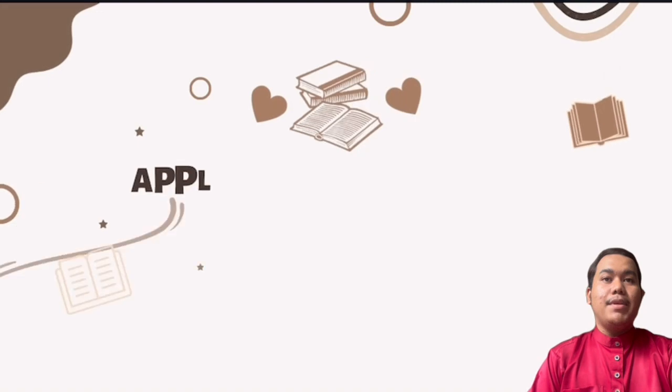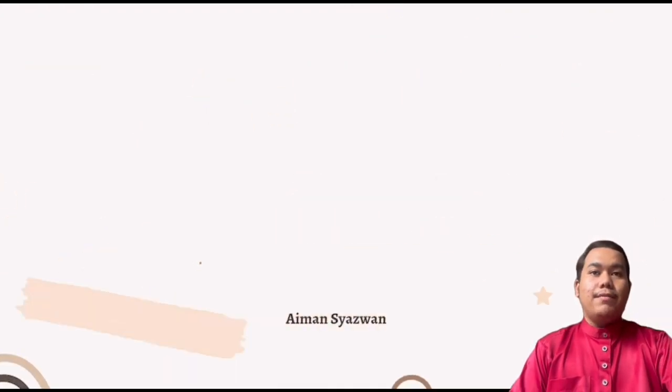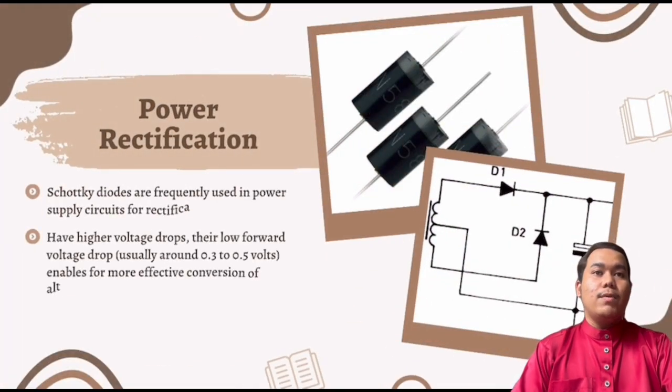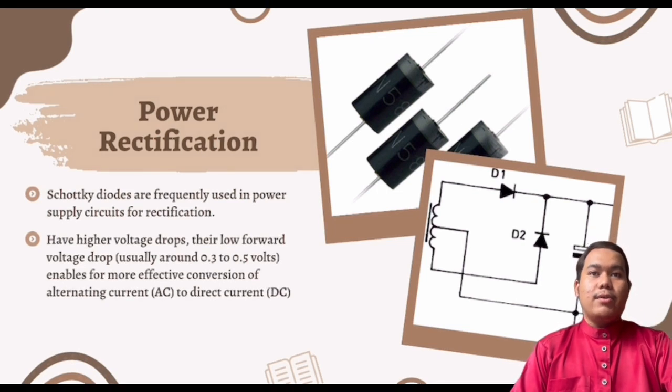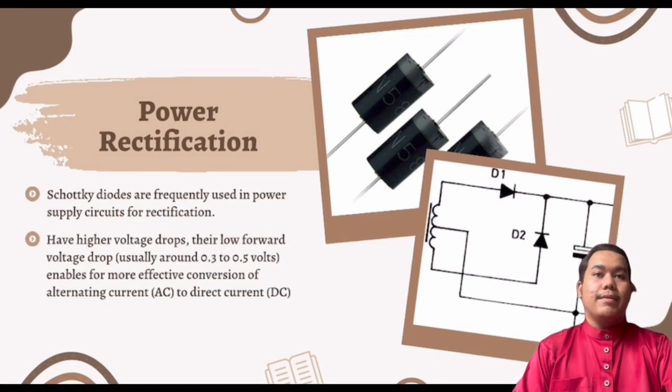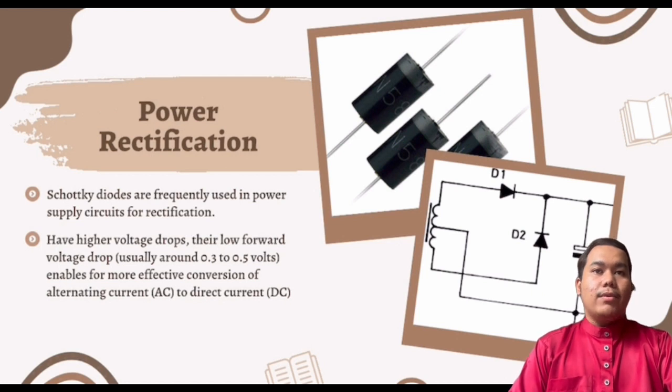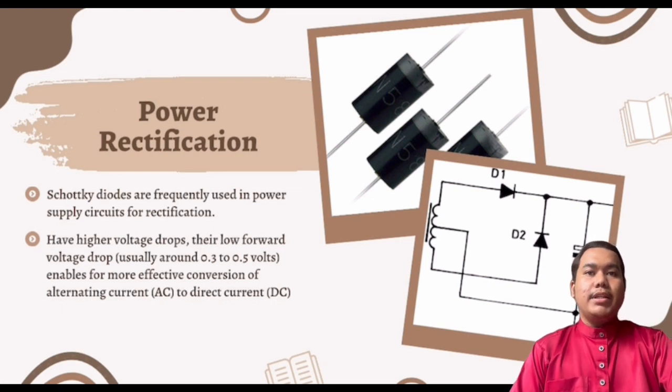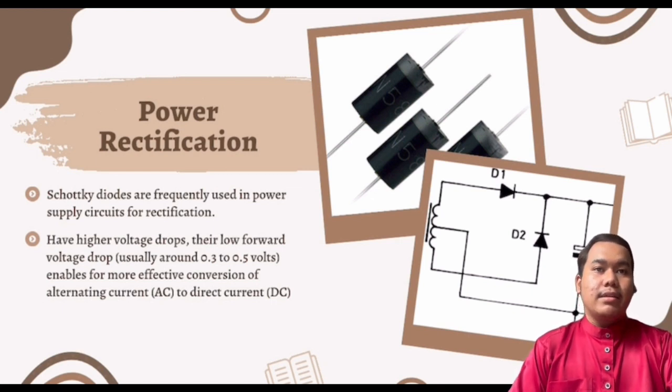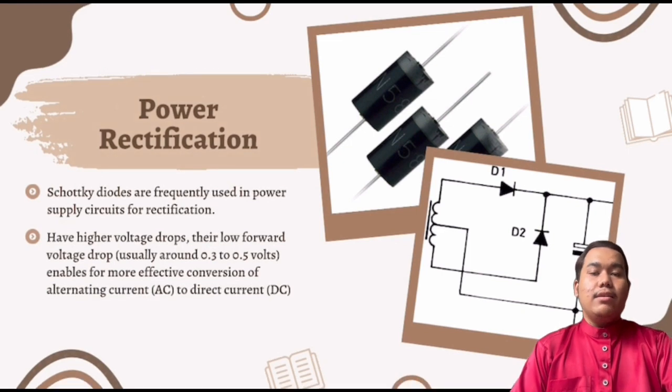I want to tell about the applications of the Schottky diode. The first application is power rectification. Schottky diodes are frequently used in power supply circuits for rectification. Compared to ordinary diodes, which have higher voltage drops, the low forward voltage drop of the Schottky diode, usually around 0.3 to 0.5 volt, enables more effective conversion of alternating current (AC) to direct current (DC). They are especially useful in switching power supplies, voltage clamping circuits, and DC-DC converters.